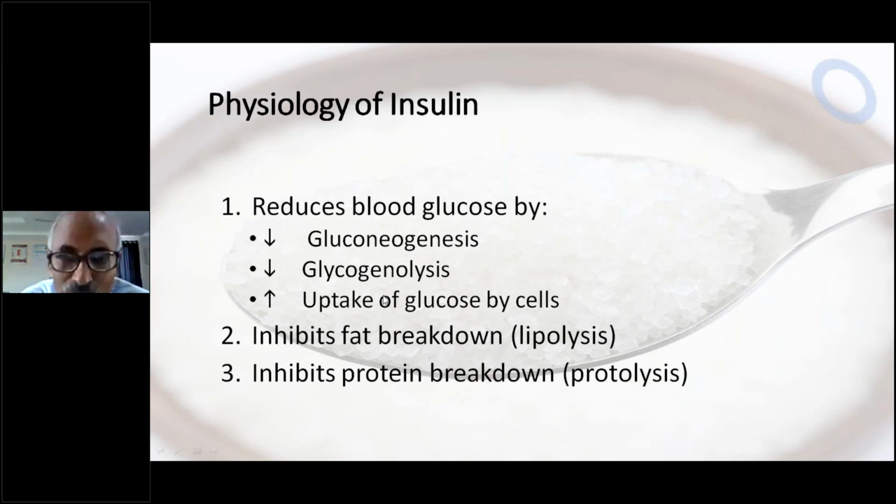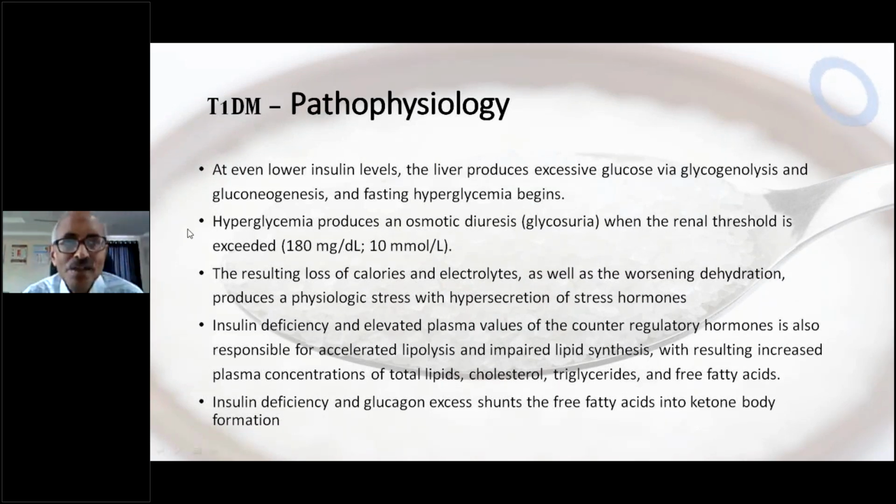So if you understand the normal functions of insulin, it's easy to understand what will happen if insulin is absent. Now, going further into pathophysiology, even at a lower level of insulin, the liver produces excessive glucose via glycogenolysis and gluconeogenesis. As I said, it's not necessary, but still fasting hyperglycemia begins. What happens if the hyperglycemia crosses the limit of 180 milligrams per deciliter? Glycosuria. There is an overflow in the kidney. So the renal threshold is crossed, and this excess glucose goes into the urine, and glycosuria occurs. While going into the urine, it also takes away water, resulting in loss of calories, electrolytes, and water, which causes dehydration and physiological stress, because the glucose is not being utilized by the cells.